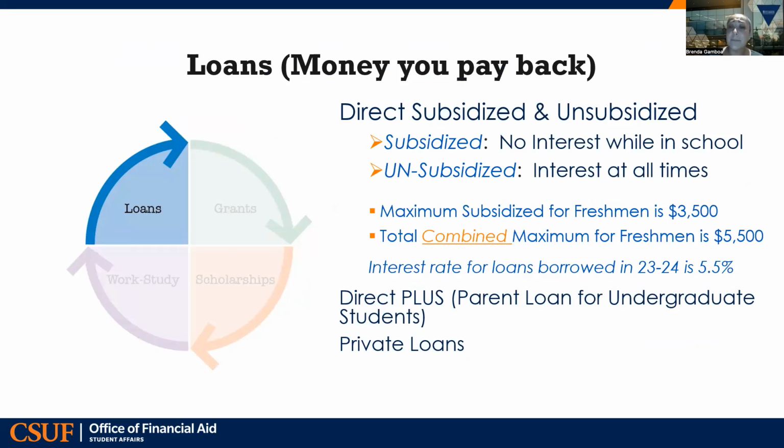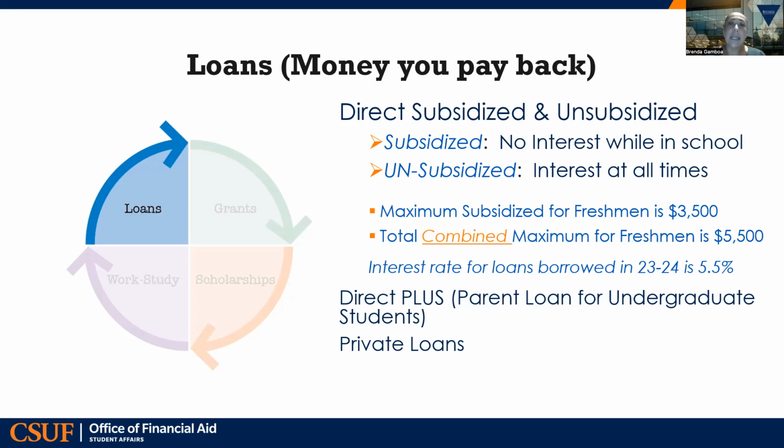So as an incoming freshman, the maximum amount of loans is $5,500 for the academic year, which is 9 months. But out of the $5,500, $3,500 is offered in the subsidized loan, which is again the one that does not accrue interest. And the remaining $2,000 comes from the unsubsidized loan, okay? So you can either choose to borrow both or just one. Currently, the interest rate for loans borrowed for 23-24 is 5.5%, and it is fixed. So once we get closer to 24-25, we'll know what those interest rates are going to be, and we'll be able to share that as well.